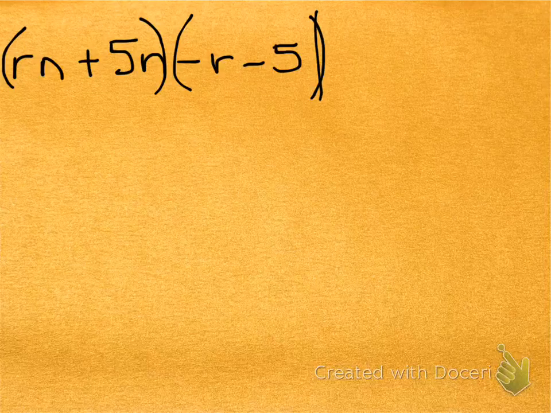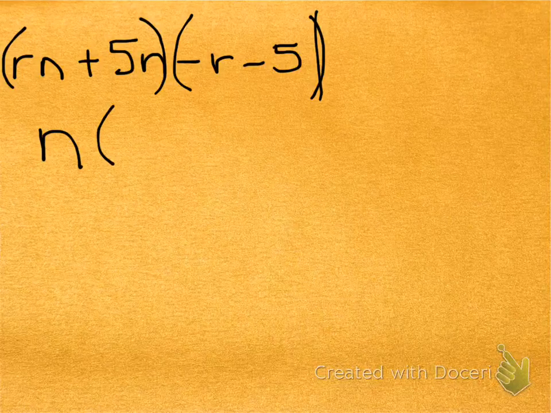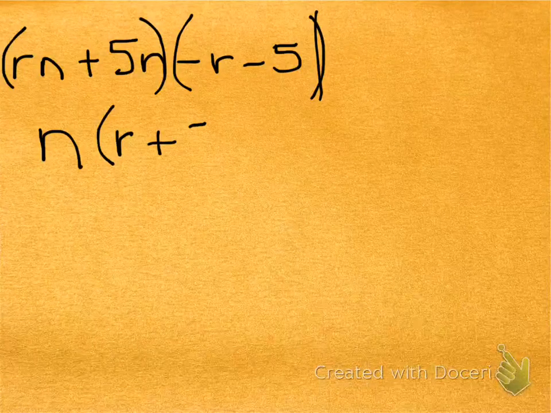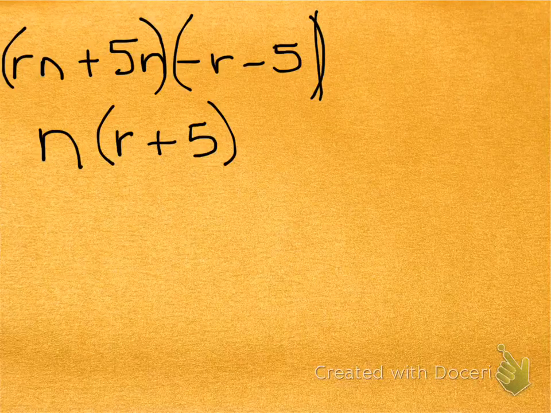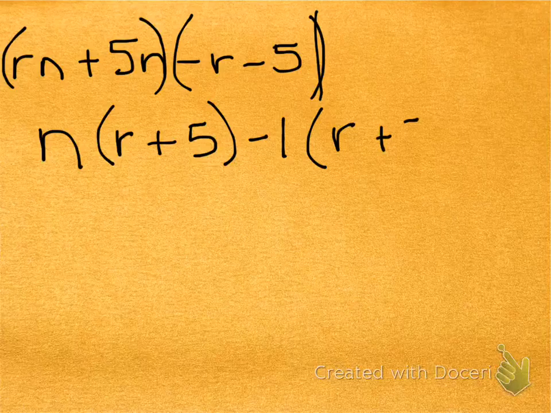From each group, we're going to take what they have in common out, factor it out. For the first 2 terms, they both have an N in common, so we're going to factor out an N. What's left over is R plus 5. And then the next 2 terms have a -1 in common, so we're going to factor out a -1, and we're left with R plus 5.